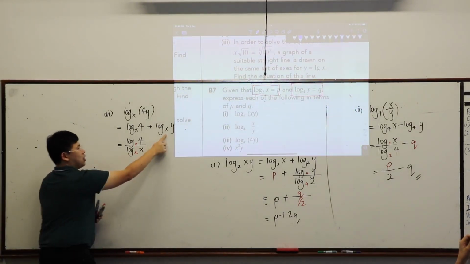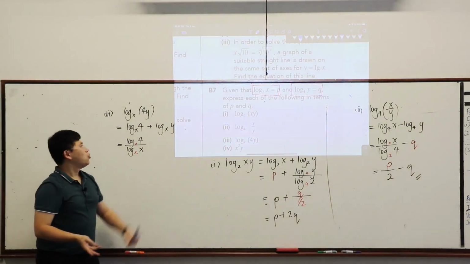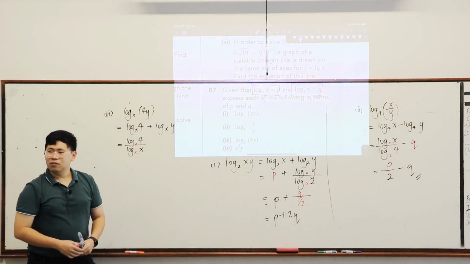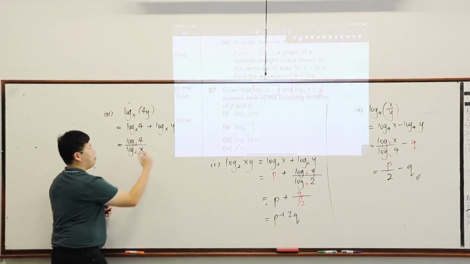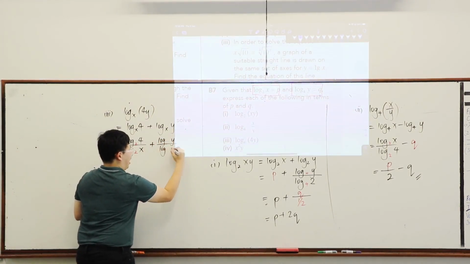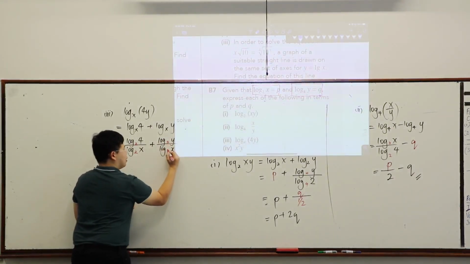This one, subjective. You want to change to base 2 also can. You want to change to base 4 also can. Up to you. We change to base 4 first and then we see how it plays out. So I have a log y. I have a log x. Then this would be base 4. This will be base 4.